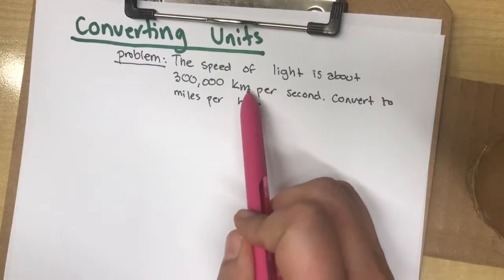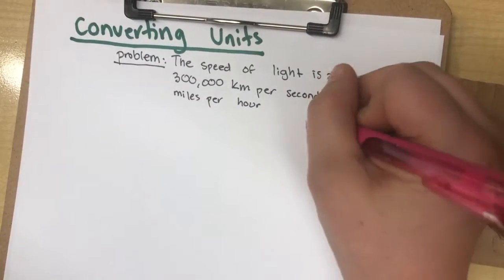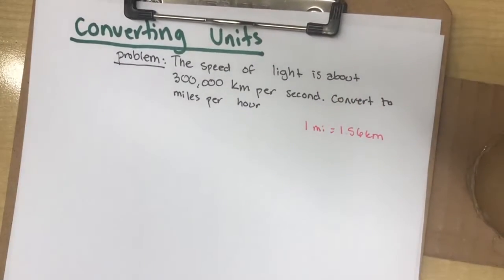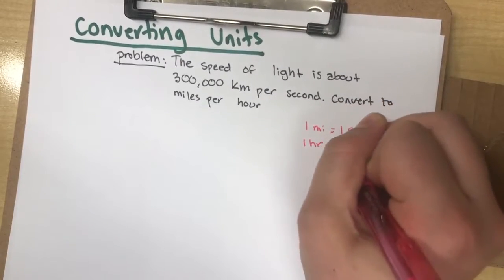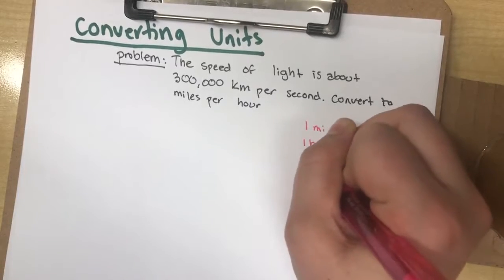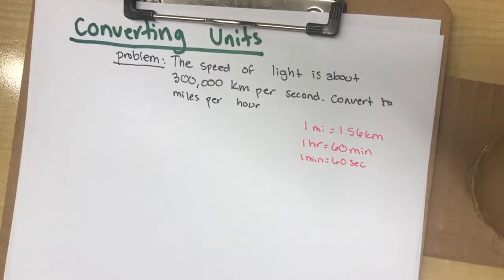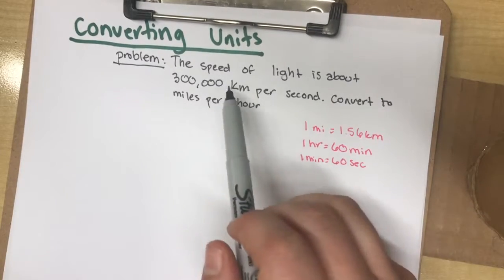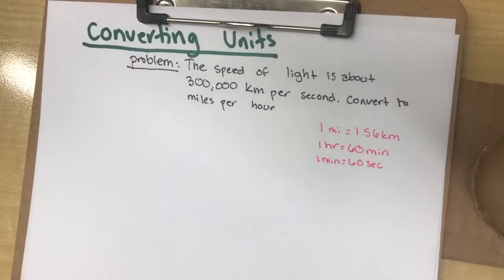So if I'm trying to convert kilometers to miles, I need to know what that conversion factor is. And I know that 1 mile is equal to 1.56 kilometers. Okay, and I also know that 1 hour is equal to 60 minutes, and 1 minute is equal to 60 seconds. So I'm just gonna write that and leave it right there for right now. And since we're converting 2 units, so we're gonna be converting kilometers to miles and then seconds to hours, I'm gonna do 2 of this process. So we're gonna convert 1 unit at a time.